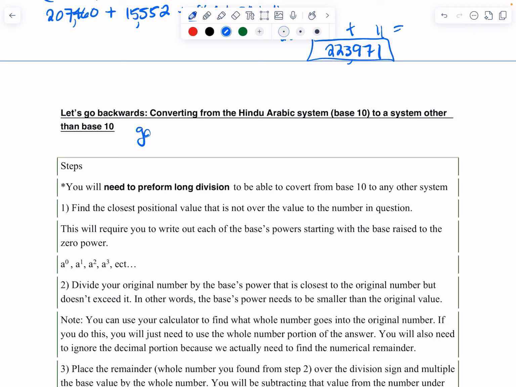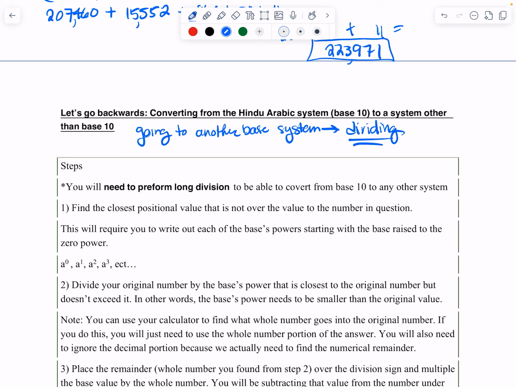So if you're going to another base system, you are going to be dividing. Very, very important, okay? When we go backwards, it's harder. If you're going to our system, multiply. Their system, divide. So you will need to perform long division. If a lot of you are saying, well, I'm not really good at that, that's okay, because I'm going to show you a shortcut on the calculator.